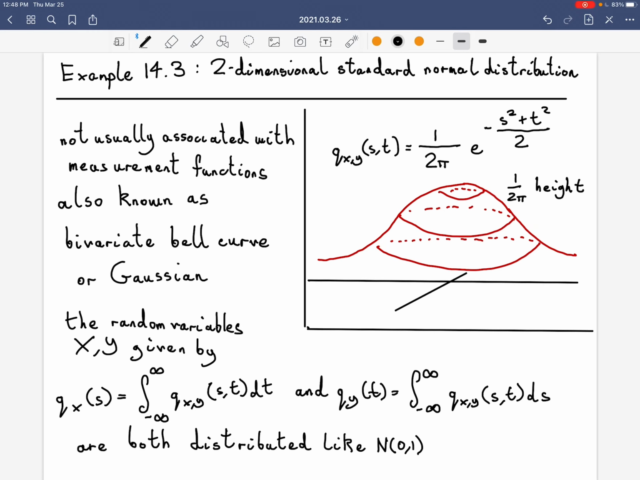So again, as with the one-dimensional normals, there isn't usually an explicit measurement associated with the normals like there is with the uniforms, at least in terms of a physical experiment. The two-dimensional standard normal arises as a large-scale limit of random events, just like the one-dimensional standard normal.